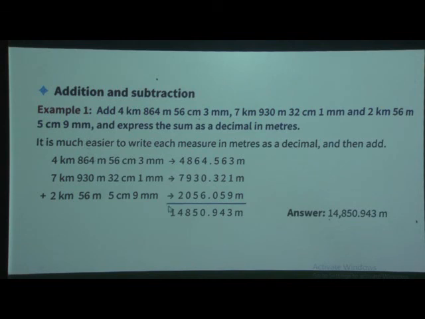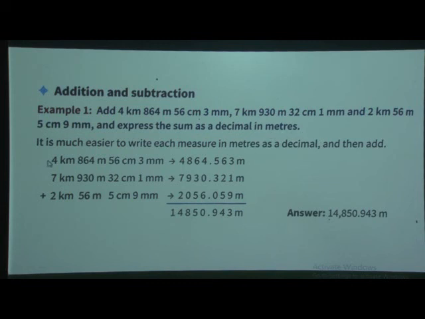You know addition and subtraction of decimals also. Here we just have to take care of the units, whether kilometer, meter, whatever it is. We will see one example. Add 4 kilometer 864 meter 56 centimeter 3 millimeter. Here there are many units: kilometer, meter, centimeter, and millimeter. Then 7 kilometer 930 meter 32 centimeter 1 millimeter, and 2 kilometer 56 meter 5 centimeter 9 millimeter. We have to add all this and express the sum as a decimal in meters.